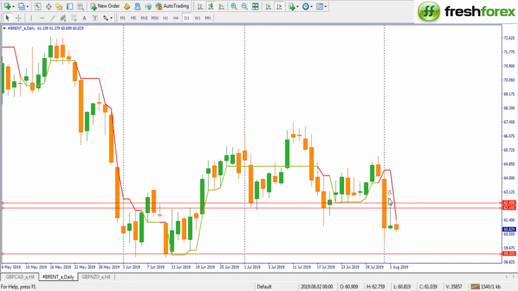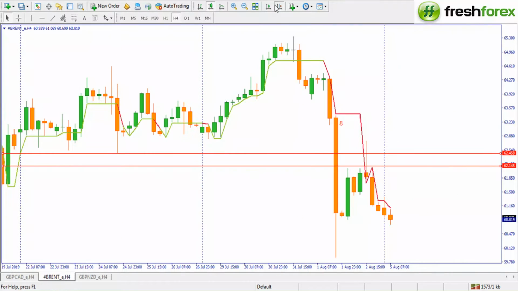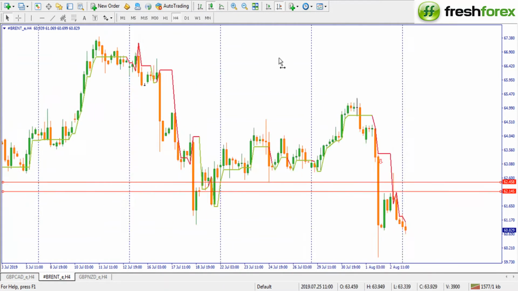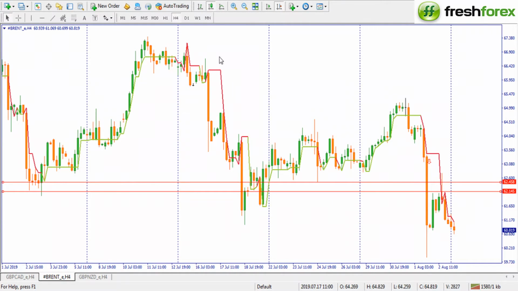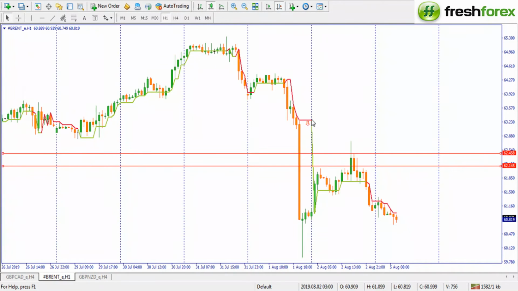59.325. So look for sell orders. Have your pending sell limits, but your take profit needs to be here, 59.325. Then 4 hours, we are still sellers, still an active downward trend.